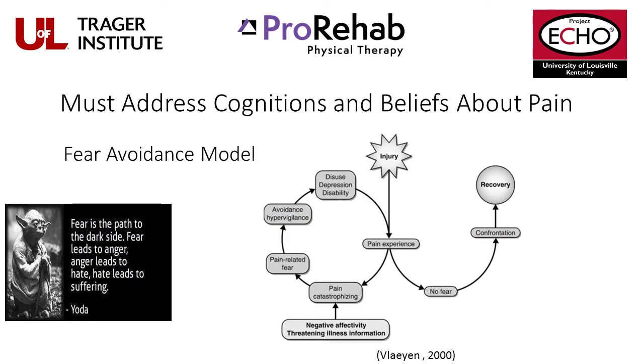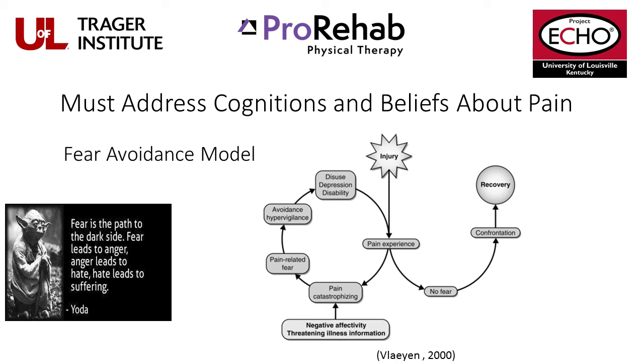So to address this, we really have to dig down and address what the patient's cognitions and beliefs are about pain. A man named Vlaeyen came up with what's called the fear avoidance model. Basically, it shows that in a pain event, a person has two choices. They can go to the left of the model, have no fear, and confront the issues, which promotes recovery. Or they can go to the right of the model, and they assume the worst possible outcomes. We call it pain catastrophizing.